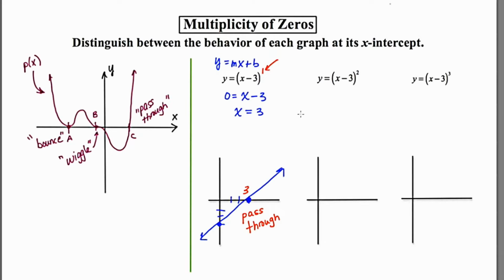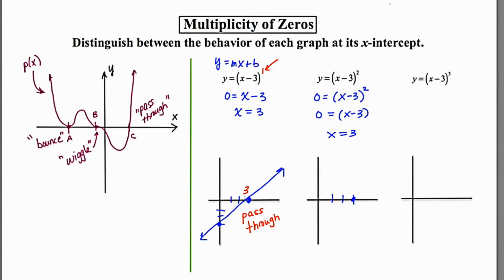To contrast that, we're going to look at the second example, which is y equals x minus 3 squared. And this is a quadratic, and the graph of a quadratic looks like a parabola. I'm going to start by finding the x-intercept. So I'll set y equal to 0 and solve for x. Now again, I get x equals 3, which is exactly what happened in case number 1. So this begs the question, well, how are these going to be different?